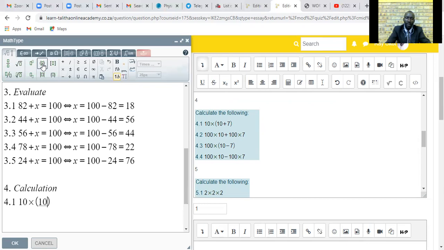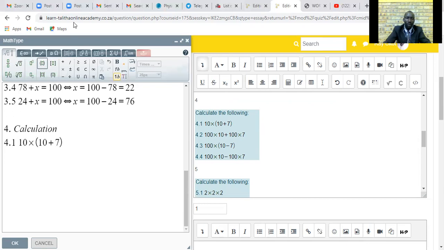So 10 plus 7, how do we calculate this? Well, this can be calculated with relative ease. We can say this is equal to 10 times 17. And notice that 10 times 17 should be 170. And so we get it now.